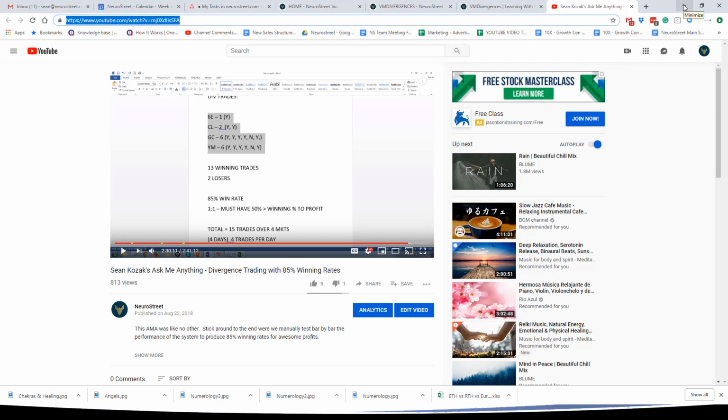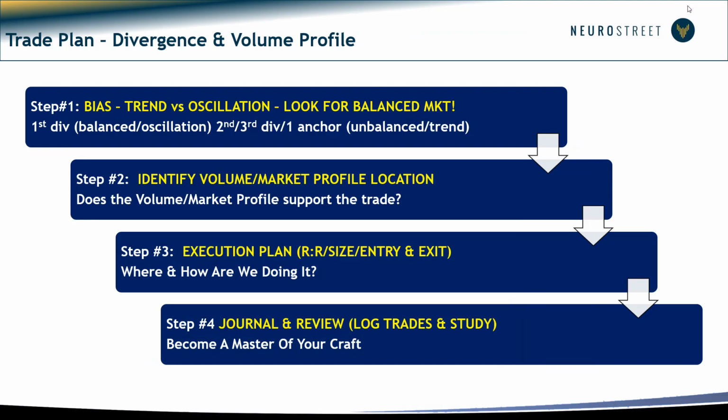The same response is, it's one of the best events we ever hold. Now, why do I say this? Well, because in this class, I introduced using what we call volume profile. And we took what we did one step further.